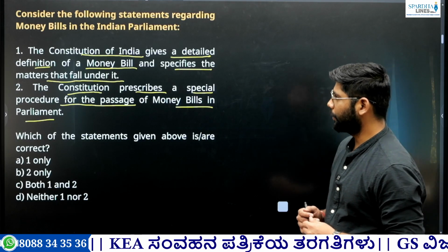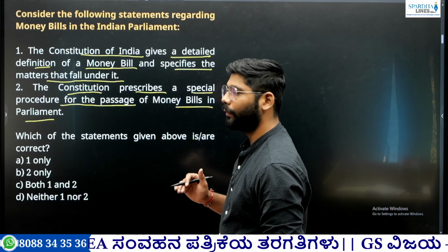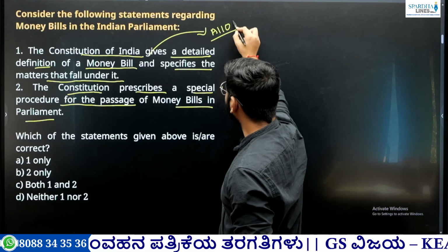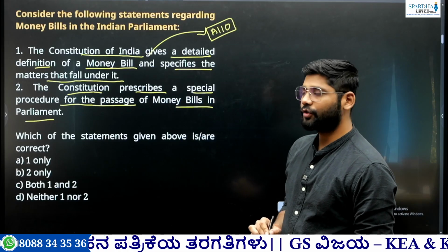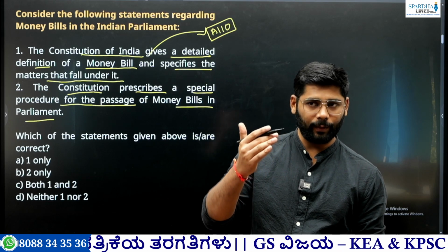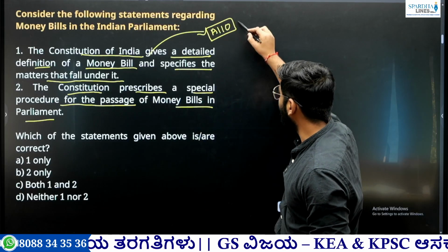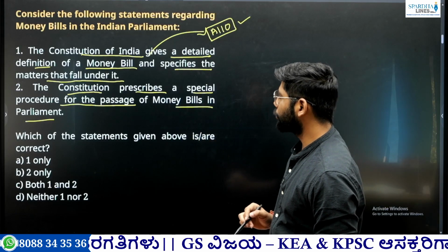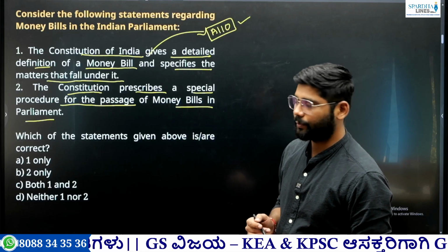Okay. The first statement says the Constitution of India gives the detailed definition of the money bill and specifies the matters that fall under it. Yes, the Constitution of India under Article 110 has given the detailed definition of the money bill. It has laid down certain conditions, and after fulfilling those conditions the bill will be considered a money bill. Second statement: the Constitution prescribes a special procedure for the passage of the money bill in Parliament. Yes, there is a special procedure.